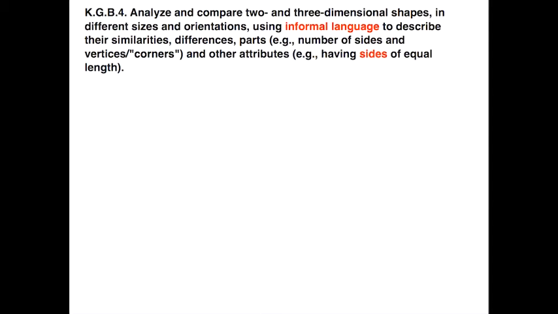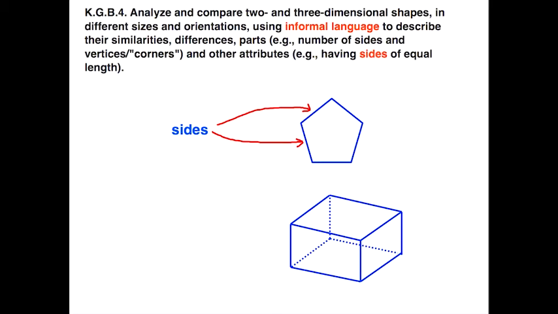Let's look at the term side. That has some dangers to it also. If we have a 2-dimensional figure such as this one, we call those sides informally. Then we have a box, and we tend to call those segments sides also. But that's a little bit confusing. So mathematically, on a rectangular prism, a box, we don't call those sides. We call them edges to distinguish from the 2-dimensional idea of sides.